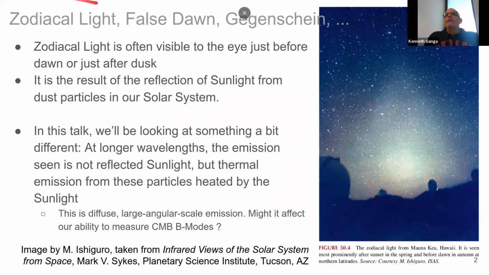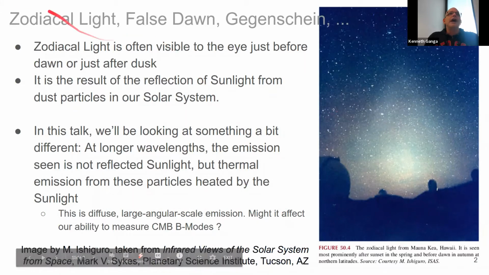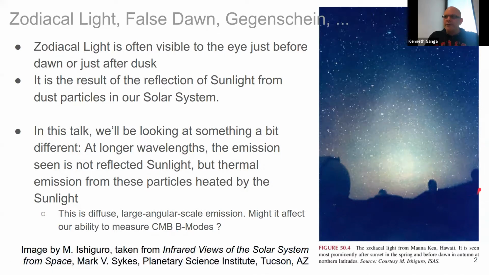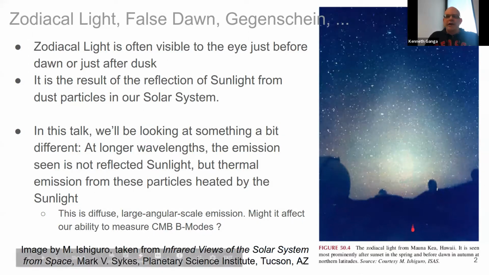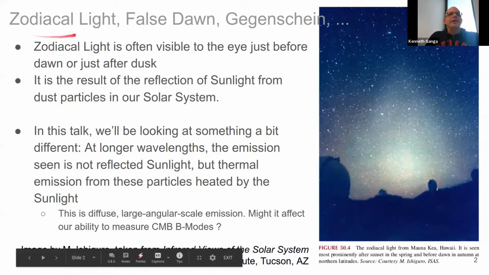So on the right-hand side of this plot, you can see what's often called the Zodiacal Light, or sometimes the false dawn. This is a picture of Mauna Kea. I thought these were heads at the beginning, but these are different telescopes. And this is the Zodiacal Light. Essentially the sun is below the horizon here, but there's a bunch of dust here. The sunlight is reflecting off the dust, and that's what we're seeing. That is zodiacal light, and is sometimes called false dawn.